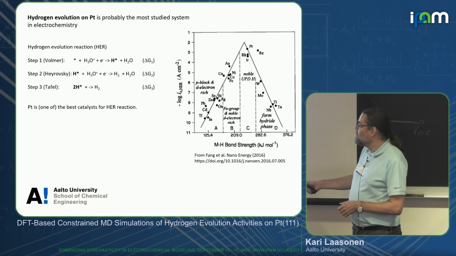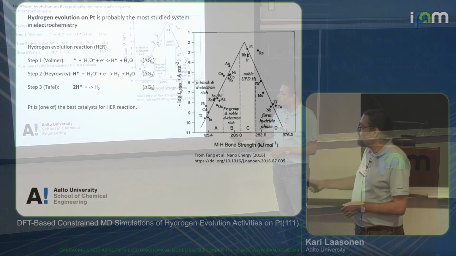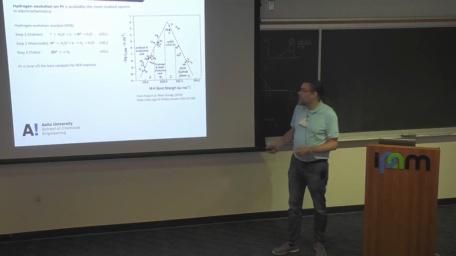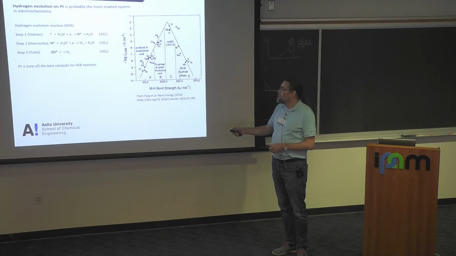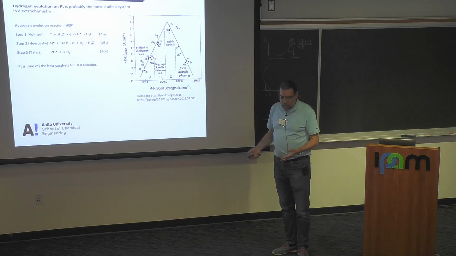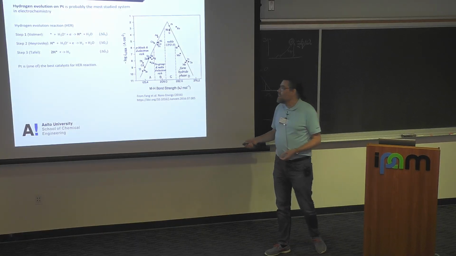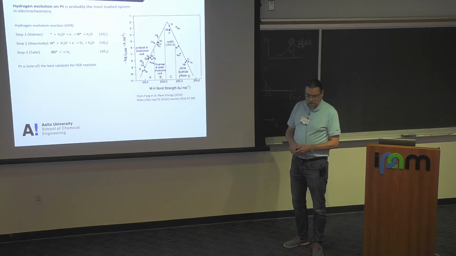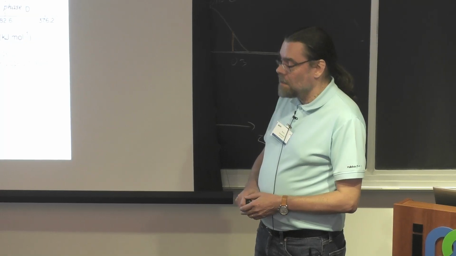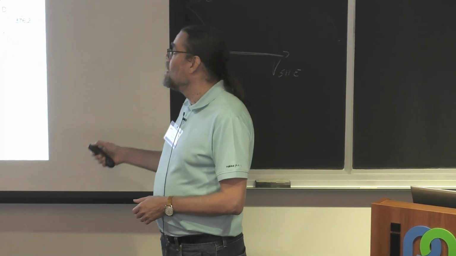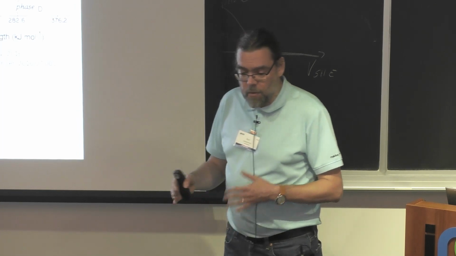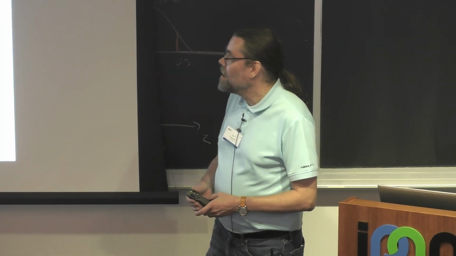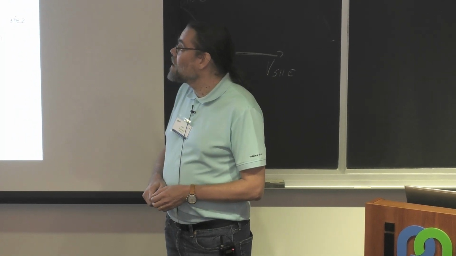And then the Tafel reaction, where we have two hydrogens on the surface, they recombine and you get H2. So protons from the acidic solution, electrons from the electrode, and we get hydrogen. Very simple. And platinum is among the best catalysts known, at least among pure metals. If you dope platinum with some other metals, you get slightly better. But platinum is one of the best catalysts for this reaction.